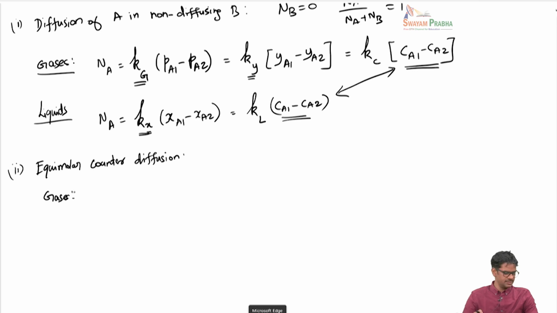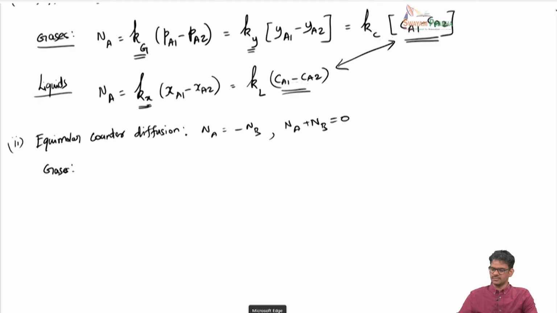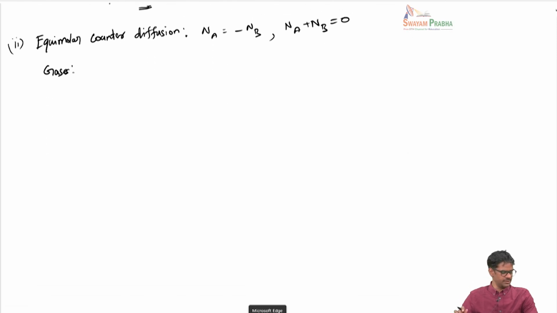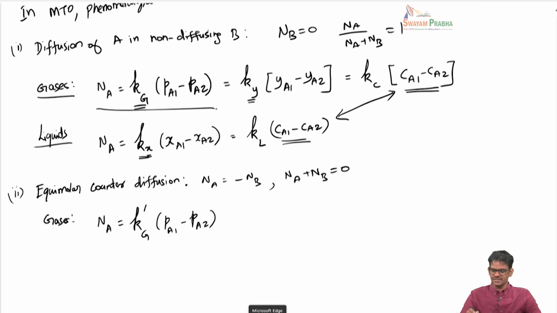In gases, this is described by the fact that Na is equal to minus Nb, and Na plus Nb is 0. This is the characteristic of equimolar counter diffusion. For gases, we write Na is equal to Kg, but with a prime. You can compare these two equations. They are essentially the same thing.